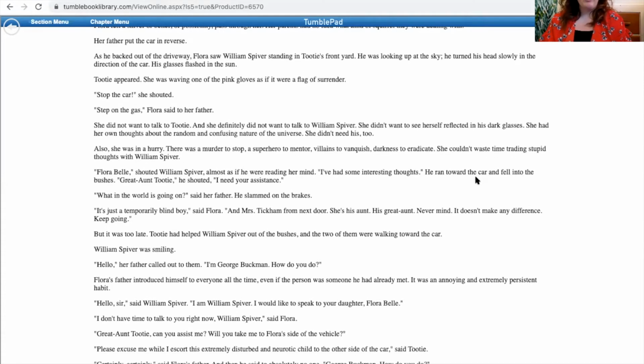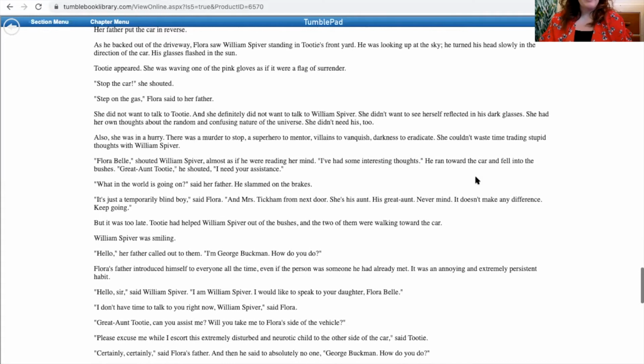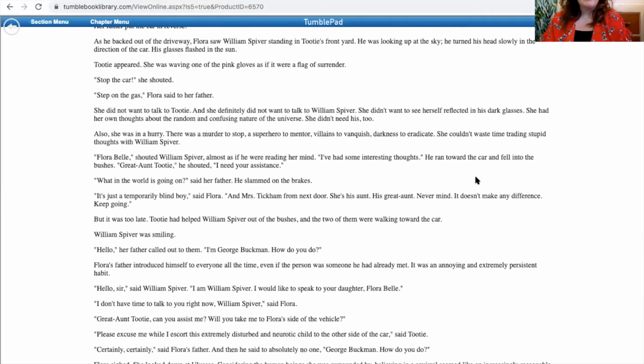Her father put the car in reverse, and as he backed out of the driveway, Flora saw William Sayville standing in Tootie's front yard. He was looking up at the sky. He turned his head slowly in the direction of the car. His glasses flashed in the sun. Tootie appeared. She was waving one of the pink gloves as if it were a flag of surrender. Stop the car! She shouted. Step on the gas, Flora said to her father.